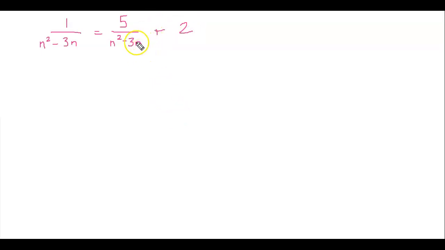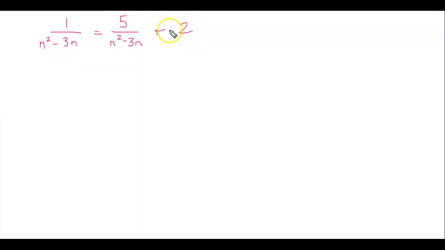So this is not a proportion. I have one rational expression equal to one rational expression, but something's being added to this rational expression. It's not another rational expression, so it's not a single rational expression. So I can't cross multiply. That's not something that would work.